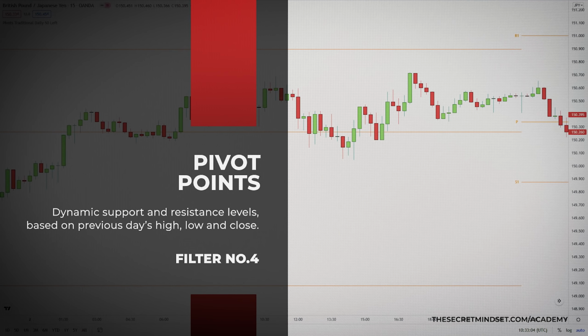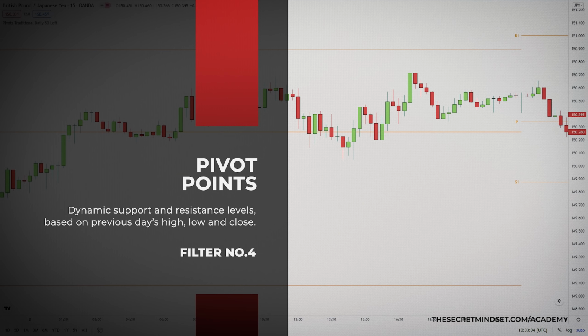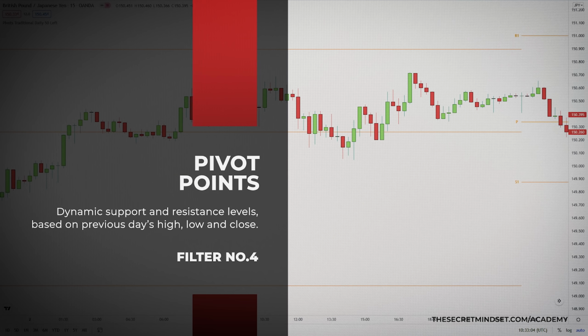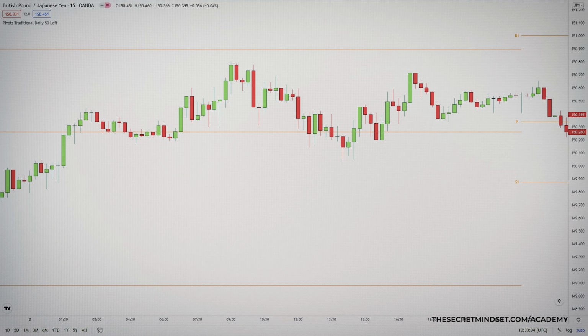My favorite dynamic support and resistance levels are pivot points. Pivot points are based on the previous day's high, low and close, so they don't change throughout the current day. I mostly pay attention to the central pivot point and S1 and R1 levels.